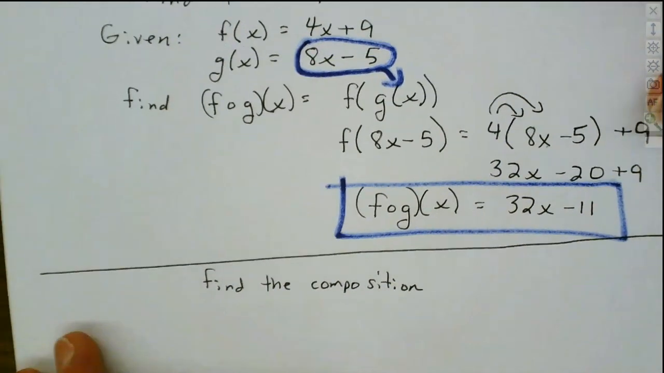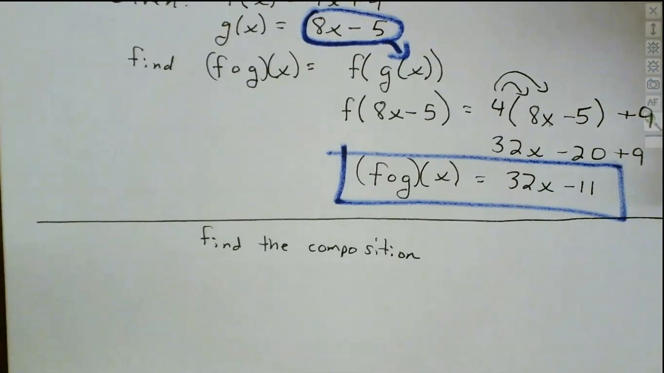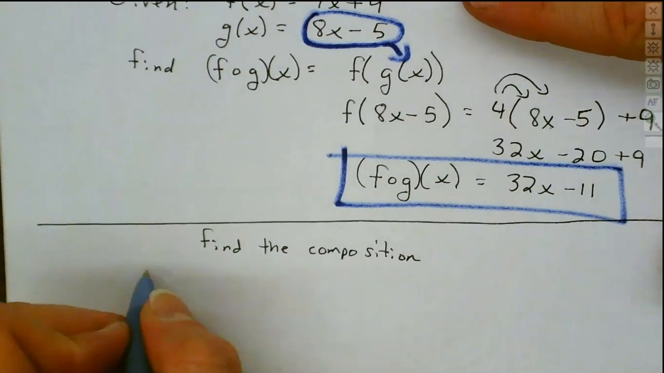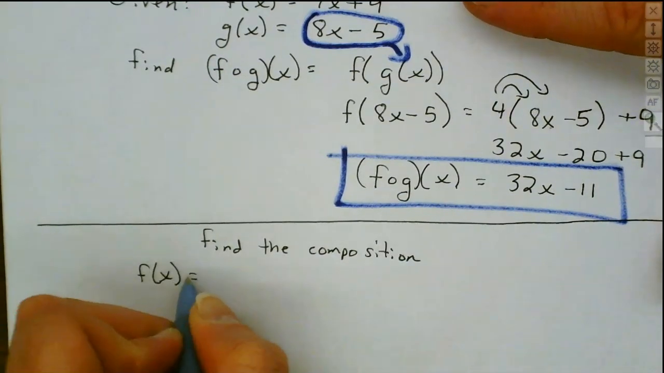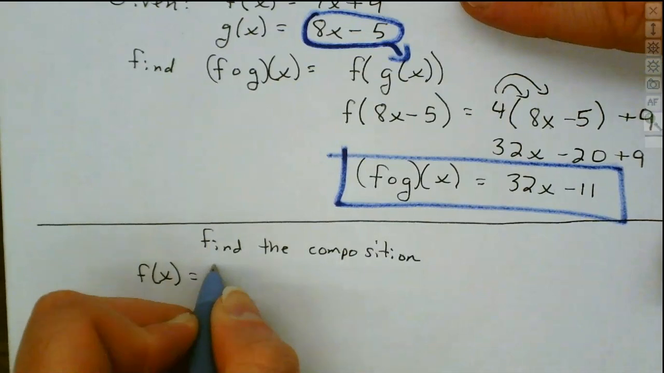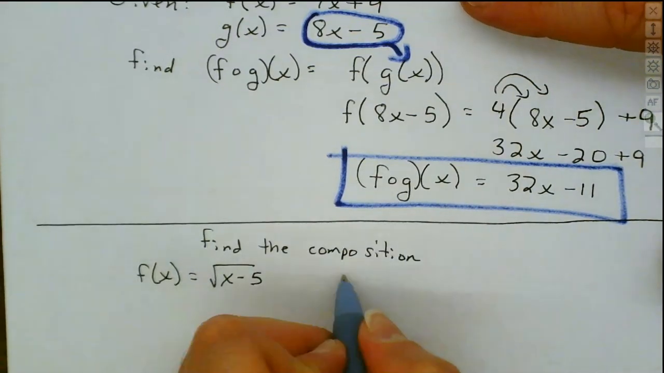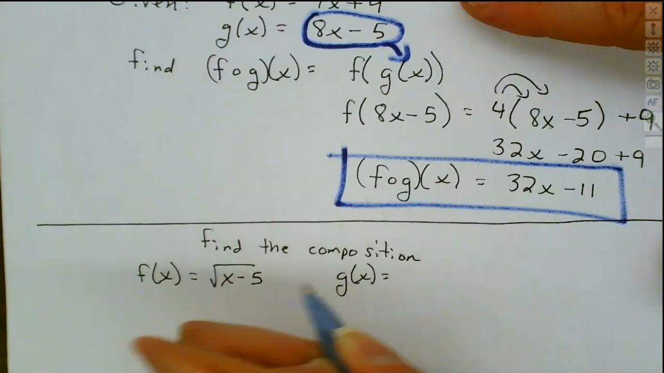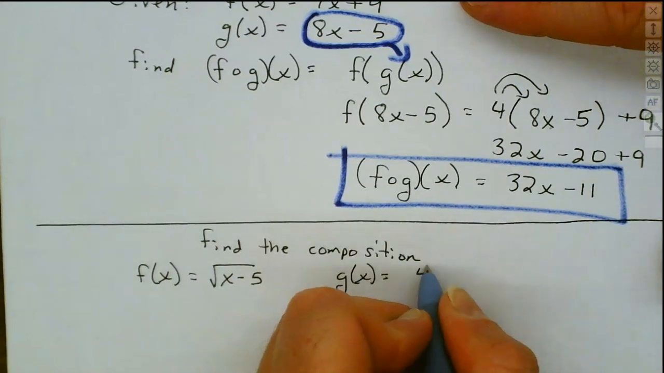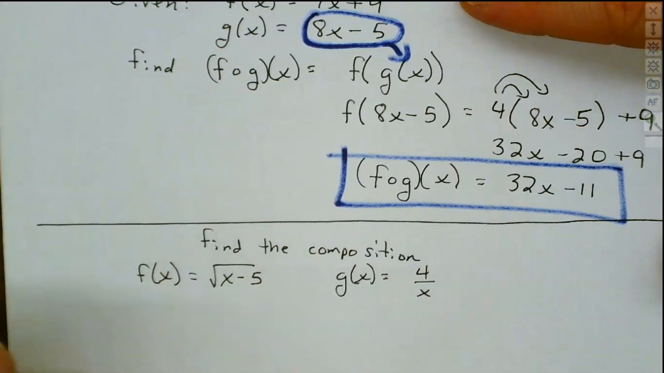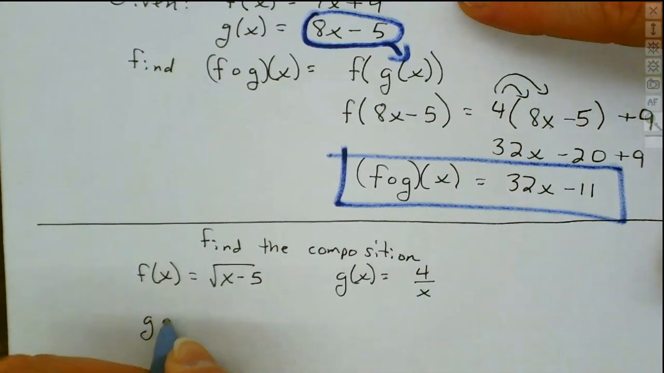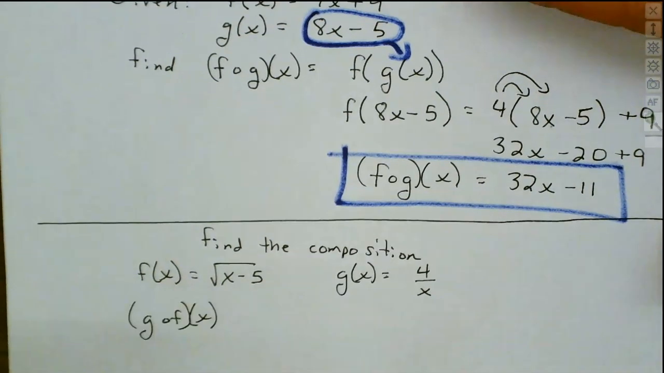And again, we're going to find the composition. And I'm going to make this one look very, very similar to your homework here. So how about f of x is the square root of x minus 5, and g of x is 4 over x. And I want you to find g composed with f of x.